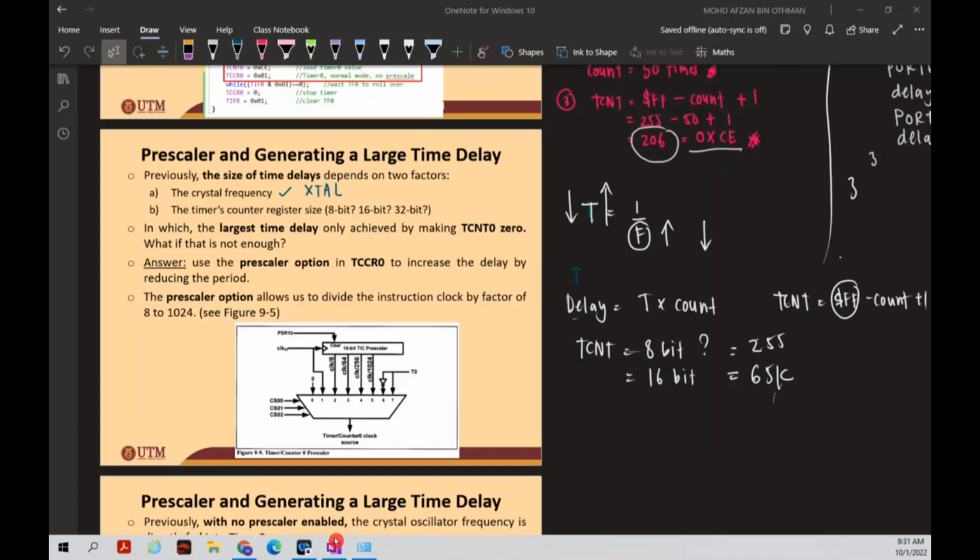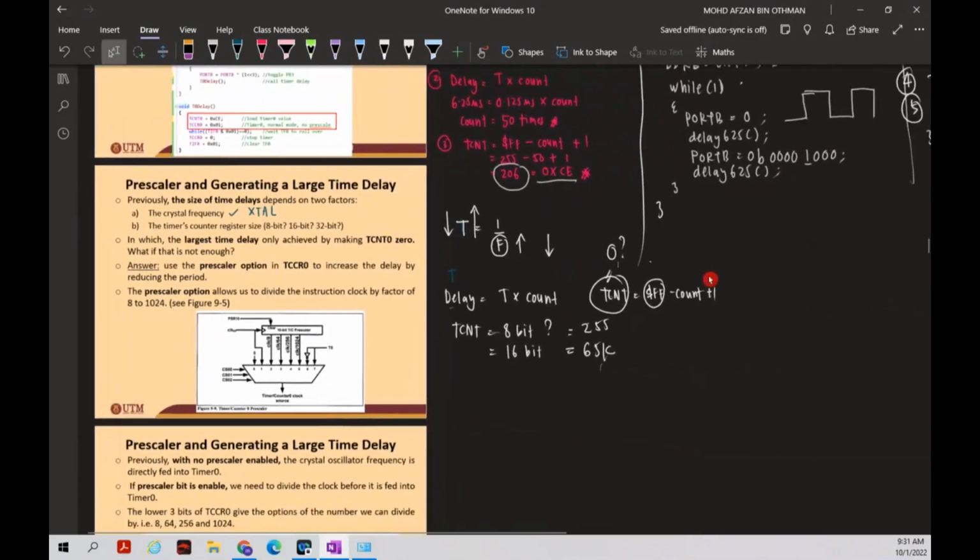Why do we say that to generate the largest time delay, we need to make sure that the value of TCNT equals zero? Why is that? If you recall the principle of the overflow, the delay generated for overflow depends on this, not on how much water you can fill inside this bottle. If you put your TCNT somewhere around here, this is the delay that you can generate.